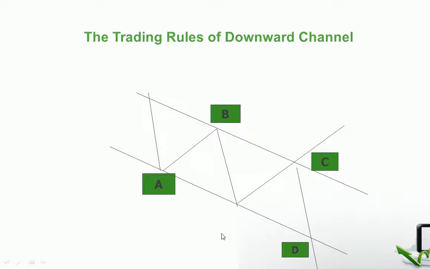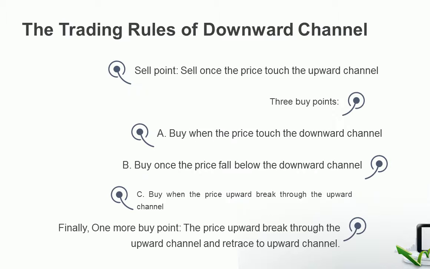It's different from upward channel. So the trading rules of downward channel. Sell point. Sell once the price touch the upward channel. Because for the downward channel, you should know that they only have 1 sell point and 4 buy points. Sell point: sell once the price touch the upward channel. 3 buy points. For the A, buy when the price touch the downward channel. Buy once the price fall below the downward channel. Buy when the price upward breaks through the downward channel. Finally, 1 more buy point. The price upward breaks through the upward channel and retrace to upward channel again.